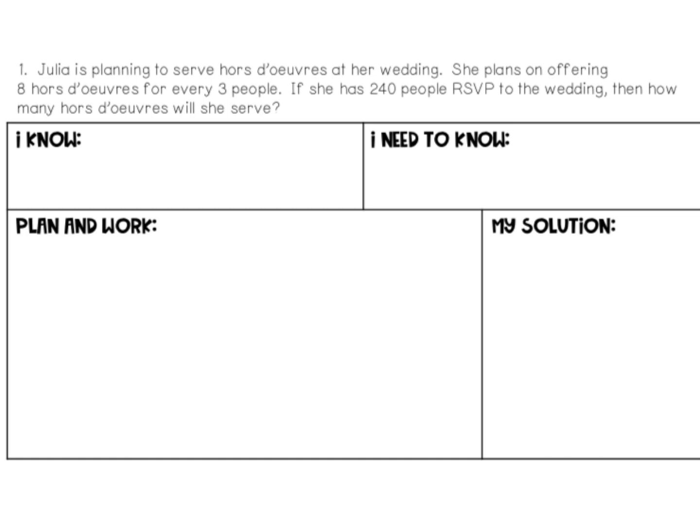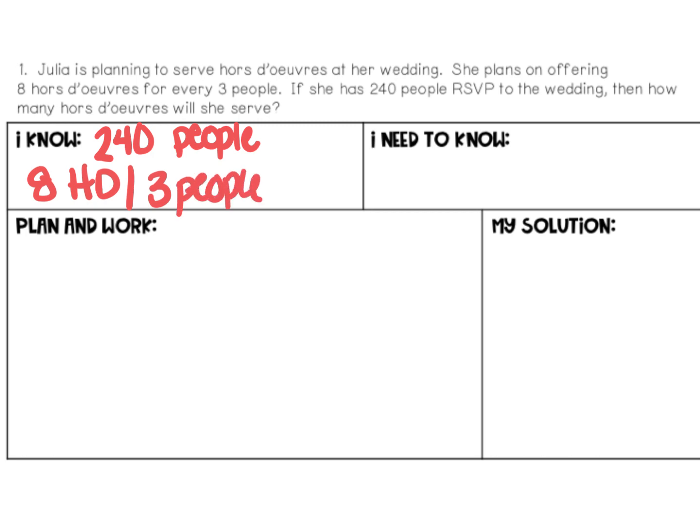Haley? Yep, so the first thing is that there are 240 people at the wedding. What other piece of information do I know that I'm going to need to use? Ellie? She's serving 8 hors d'oeuvres for every 3 people. Good, 8 hors d'oeuvres for every 3 people. And I'm going to abbreviate hors d'oeuvres as HD. And that slash mark, anytime we use the slash mark in math, it really means per. So 8 hors d'oeuvres for 3 people, or per 3 people.